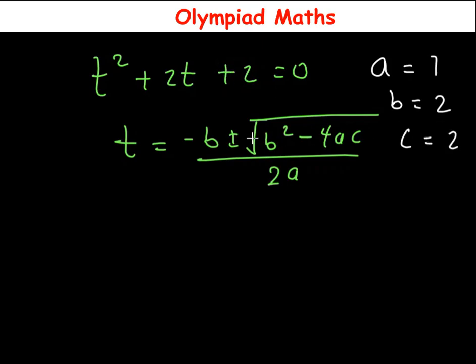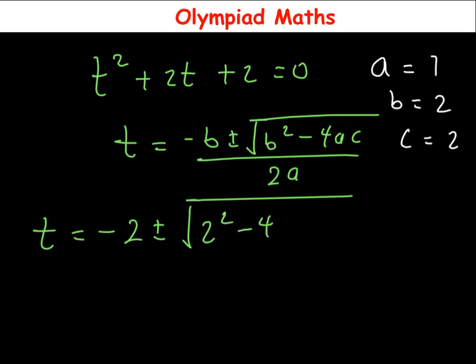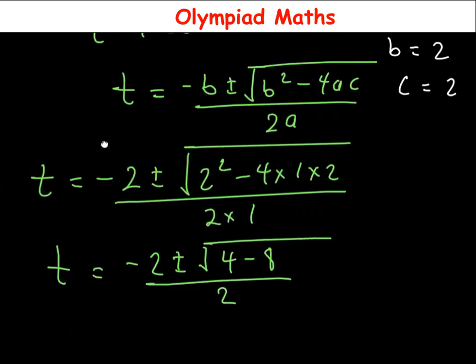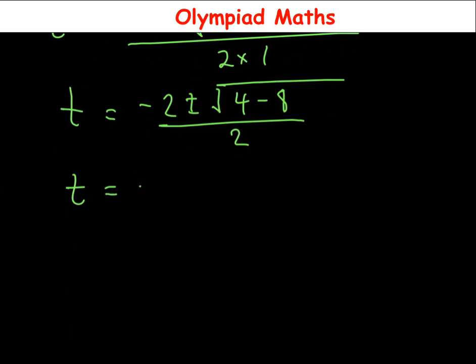So in putting these values into the formula, the value for t is then equal to minus b, which is minus 2, plus or minus square root b squared, that will become 2 squared, minus 4 times a is 1 times c is 2, then all over 2 times a is 1. Then the value of t is equal to minus 2 plus or minus square root of 2 squared is 4, minus 4 times 1 times 2 is 8, all over 2 times 1 is 2. So from here, the value of t is equal to minus 2 plus or minus square root of 4 minus 8 is minus 4, all over 2.